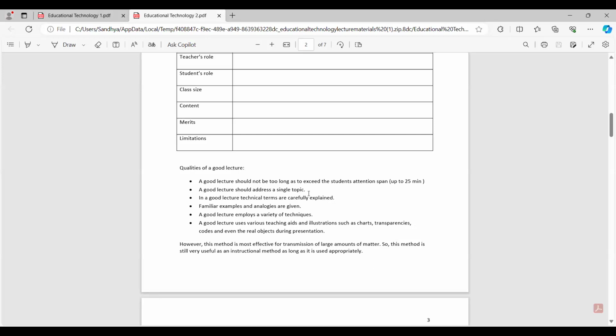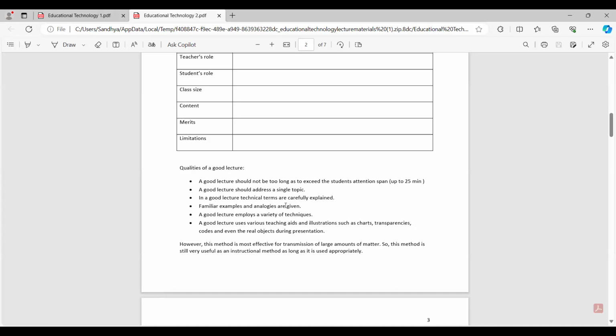Third point, in a good lecture, technical terms are carefully explained because you can't ask questions. You are just listening. Because of that, the teacher has to make sure that everything is explained very clearly. Students are not supposed to ask questions in a lecture. It doesn't happen in a lecture. So the teacher has to make sure that she explains all the technical terms and the rest of it very carefully and clearly.